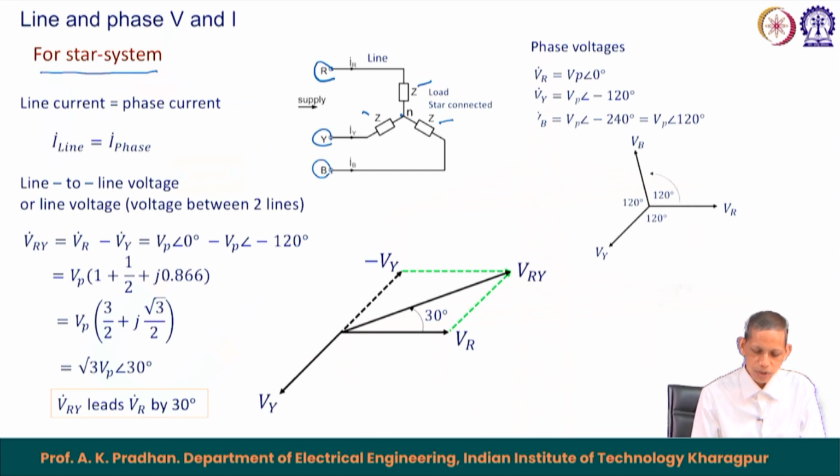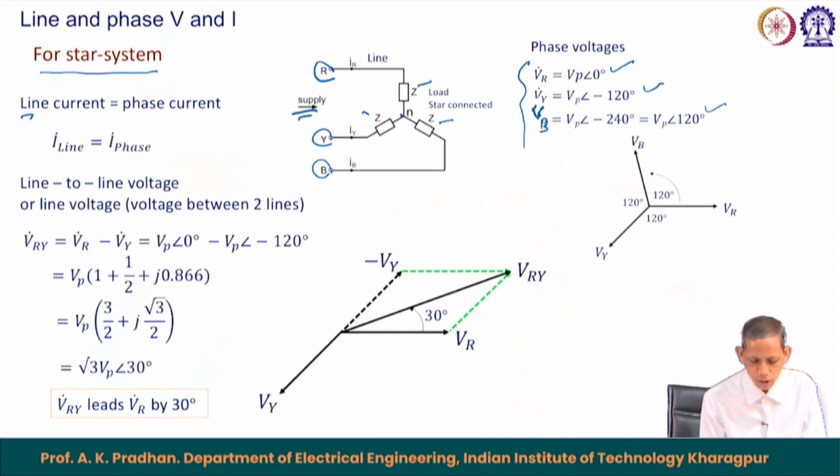Let the corresponding balanced voltages be V p at 0 degree, V p at minus 120 degree and V p at minus 240 degree, or plus 120 degree as you see. These are the corresponding V R, V Y and V B phasors. So, this is about the phase voltages applied to the supply side of this system. Now, you see we are dealing with line and phase.